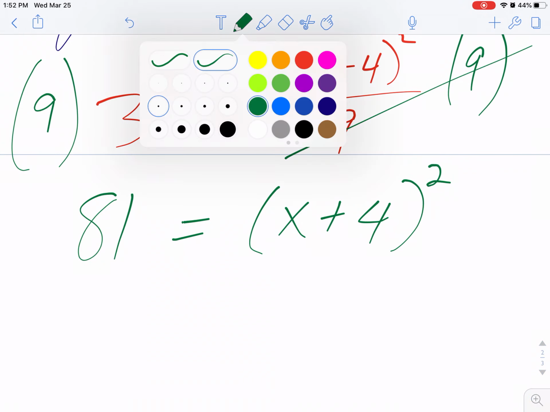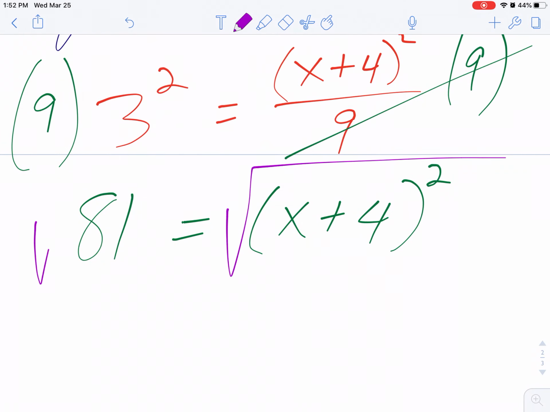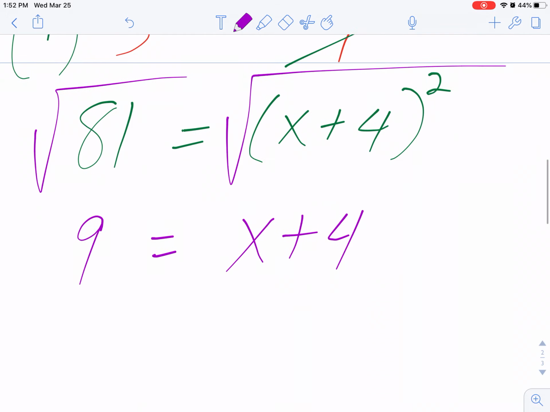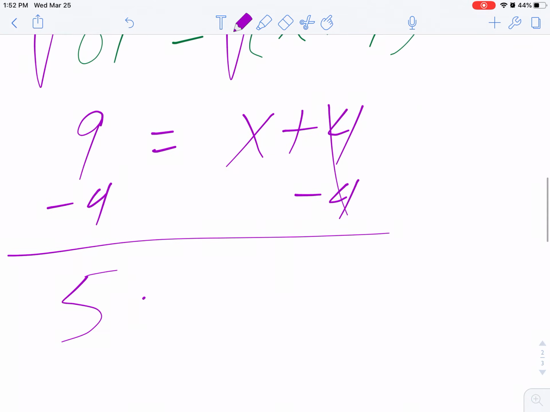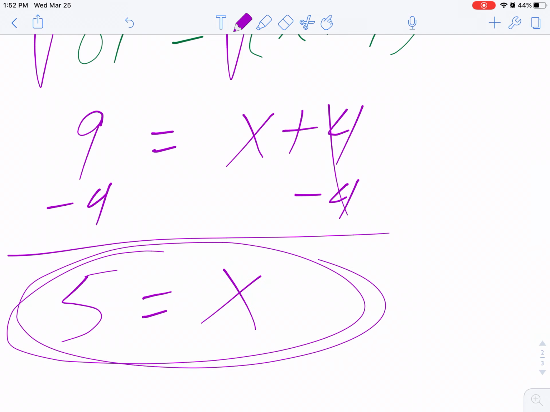Now we can take the square root of both sides. If we take the square root of both sides, we get 9 equals x plus 4, because these cancel off, and then just subtract 4. When you take the square root on these, just take the principal square root. The logarithm problems can only have positive solutions. So x equals 5 is the only solution.